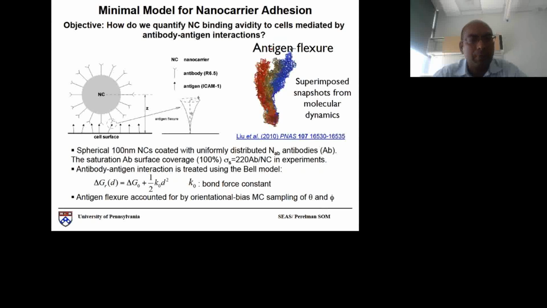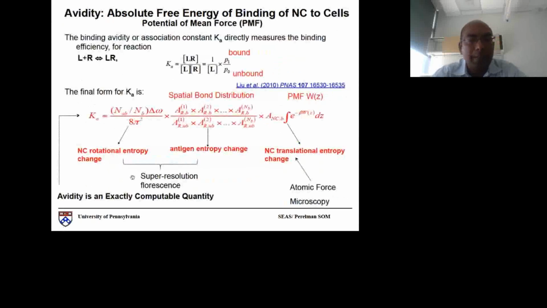One of the first things that we realized is that the nanocarrier avidity, or the binding affinity, which the experimentalist measures routinely, also happens to be an exactly computable quantity. So if you think about the nanocarrier reaction as the nanocarrier binds to the cell, giving you a nanocarrier cell complex, which is this LR, then we can formally define, based on physical chemistry, an association constant, which is essentially related to the probability that the nanocarrier will be bound relative to the probability that the nanocarrier will be unbound.